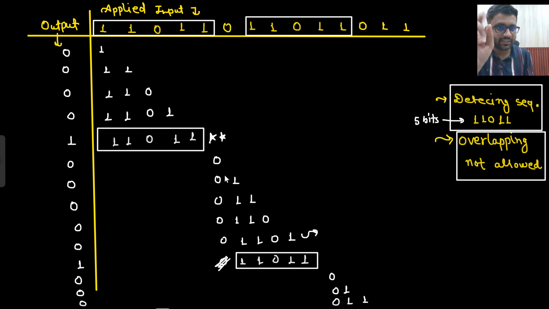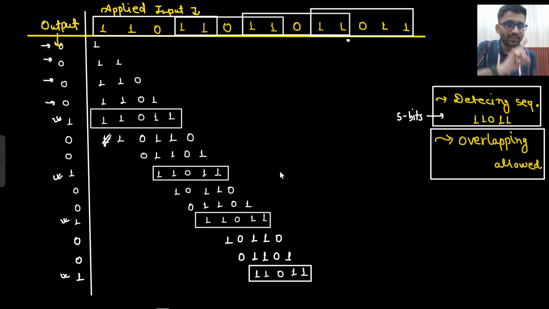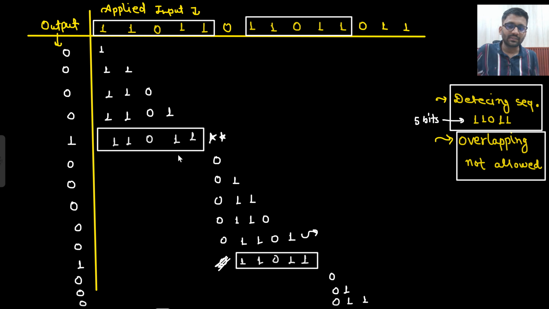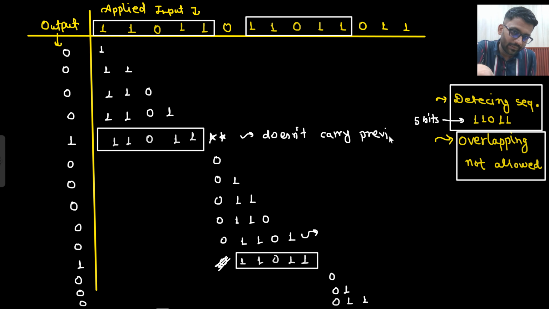Just as the sequence is detected, it will completely get empty and you will start right from the beginning again. In case of overlapping allowed, just as it is detected, it is not getting empty, it is carrying the previous bits in the next cycle. Whereas in the non-overlapping case, it doesn't carry previous bits in the next cycle. Very important point, the whole lecture will be based on this only.